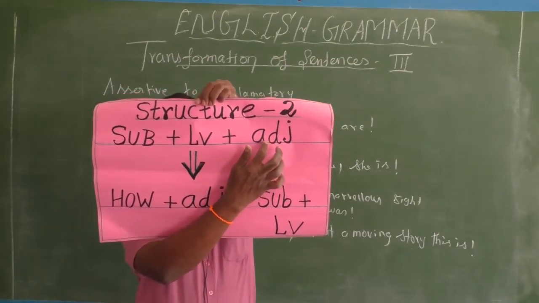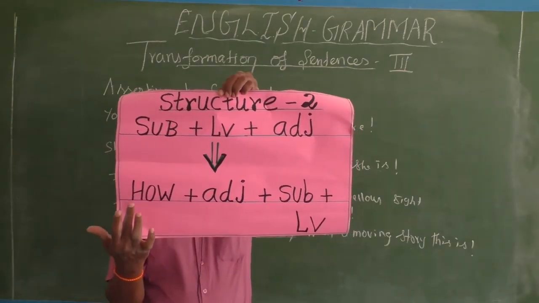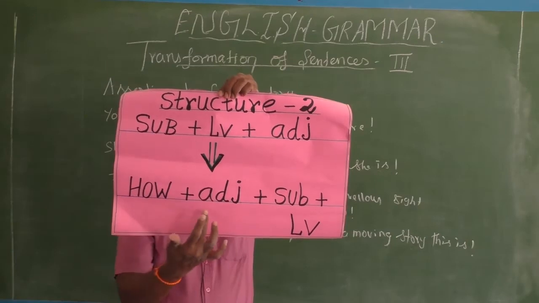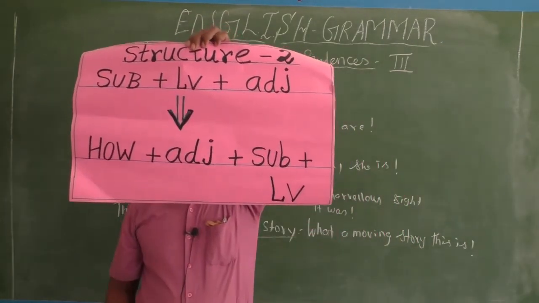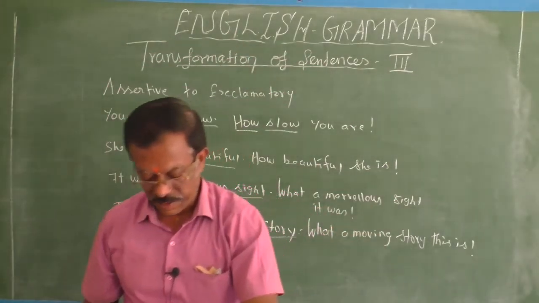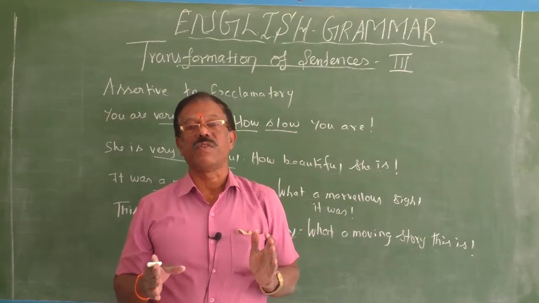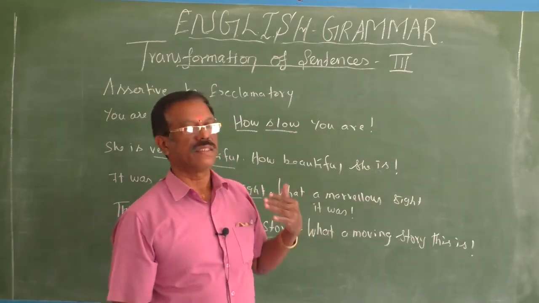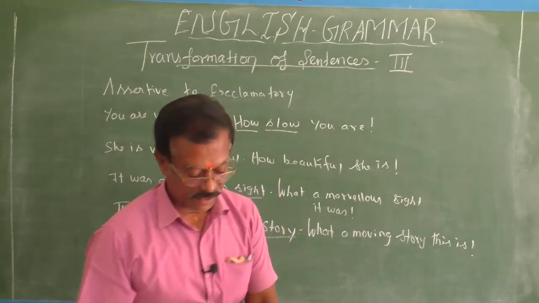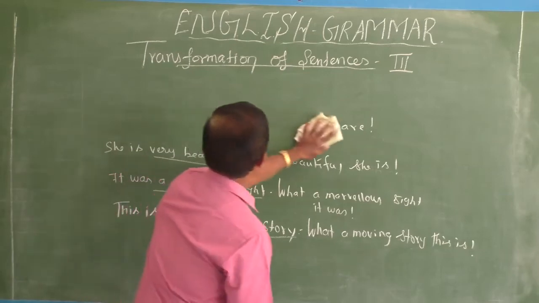Here you have got an adjectival phrase as a subject complement. Then in the exclamatory sentence, it should begin with how plus adjective plus subject plus link verb. Okay, children? Fine. Next, we are going to see how exclamatory sentences should be changed into an assertive sentence. Just it's a reverse. Okay, fine. Let me explain. Exclamatory to assertive.